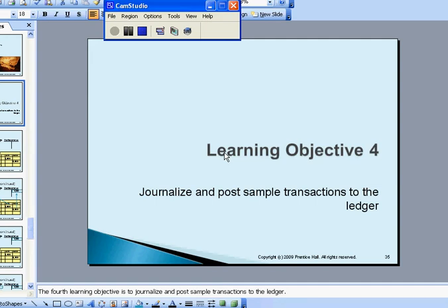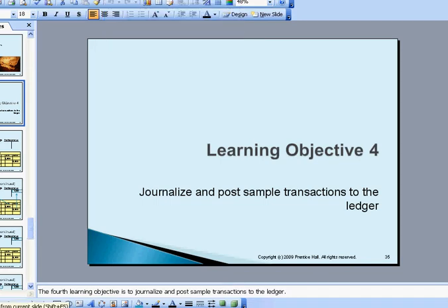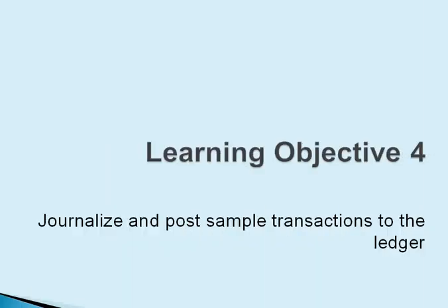Chapter 2's fourth objective is to journalize and post sample transactions to the ledger. In this objective, what we're going to do is take transactions from the journal and update the ledger accounts. So if you turn to page 94 in Chapter 2, S2-8, we're going to demonstrate this with an exercise.